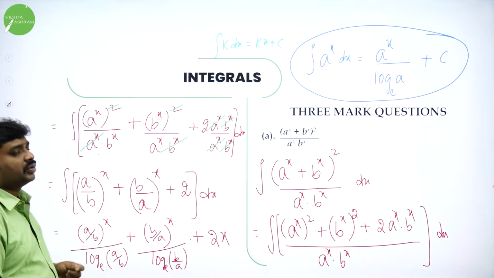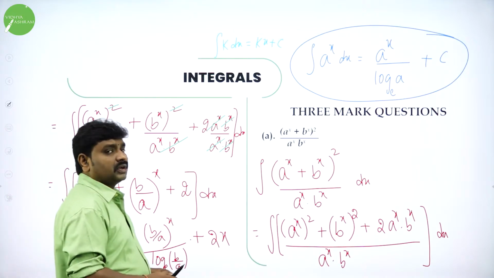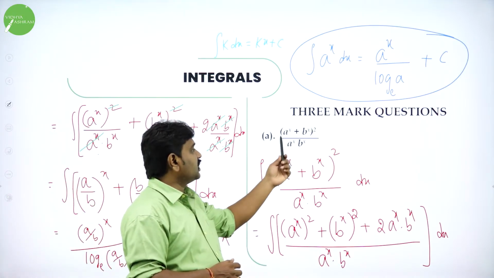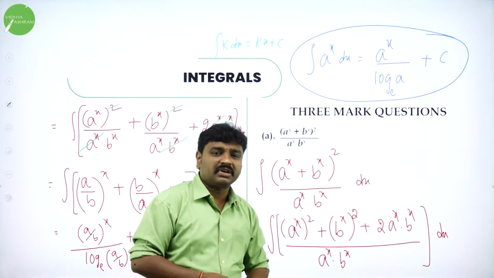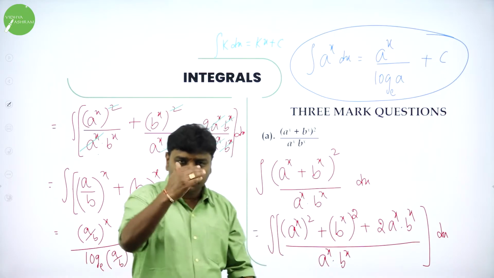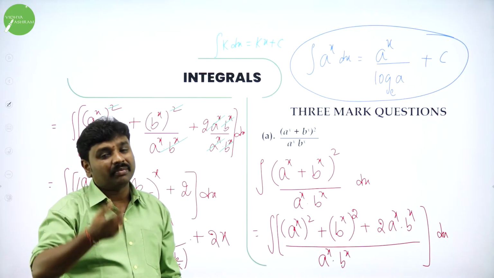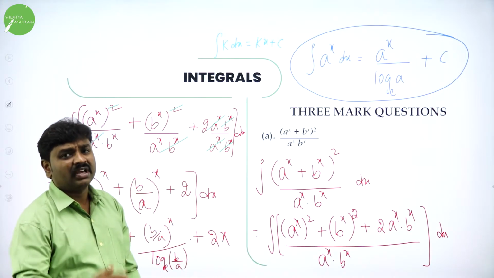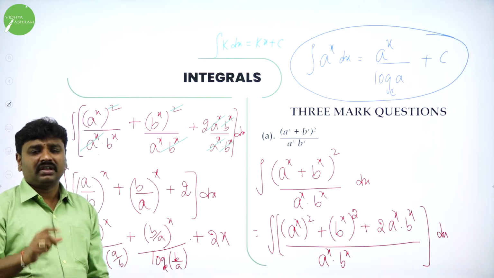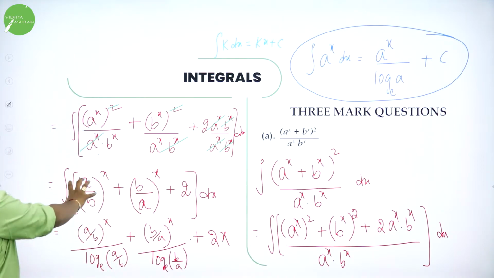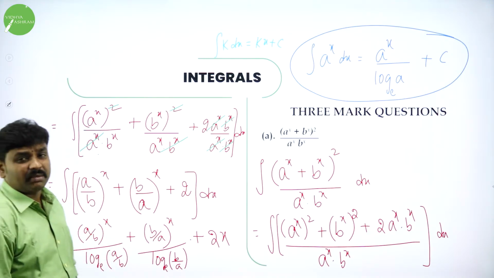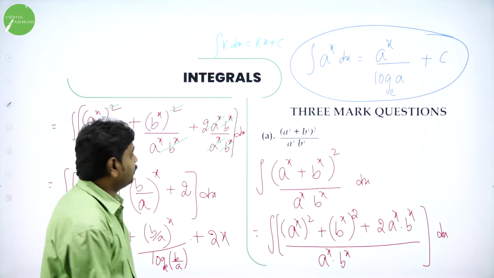To simplify, use all the possible simplifications. Here we have (a plus b) the whole square. (A plus b) the whole square can be written as a square plus b square plus 2ab. Then split it. After you split, it will be in the form a power x, and you should know the formula for a power x. What is the integration of a power x? A power x by log a. Here a is a constant; here a by b is the constant. The integration of (a by b) power x is (a by b) power x by log (a by b).